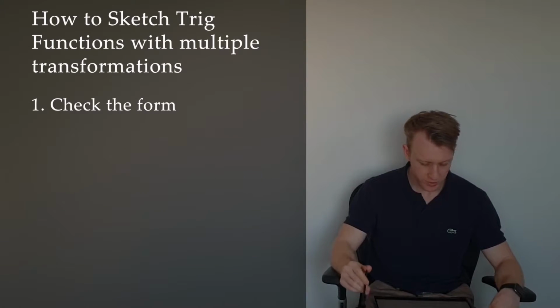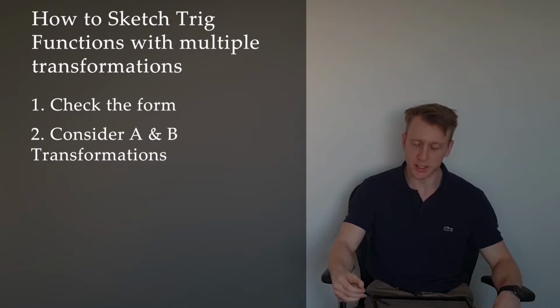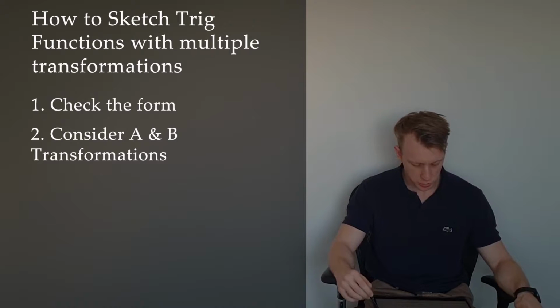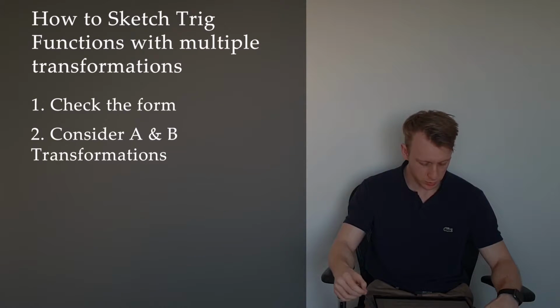Secondly, we're going to identify the variables A and B and provide details on how these influence the sketch. Remember, A is the amplitude and the reflection, and B tells us the period. Once you've done this, you'll draw up a Cartesian plane and scale the x-axis according to the period. Now, when we are considering the scaling of our x-axis, we're going to need to consider the period and, in the case of multiple transformations, the phase shift.